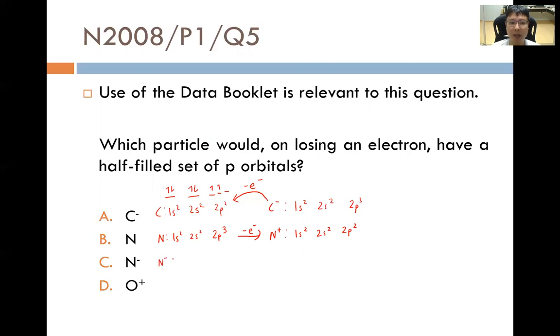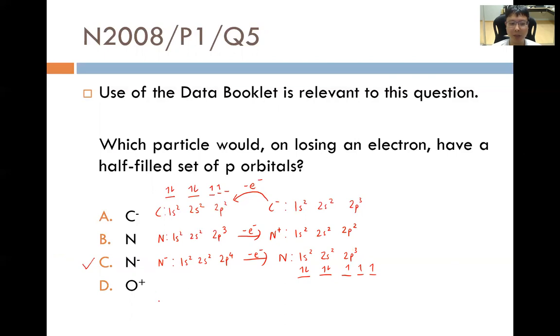N- on the other hand, will be 1s2, 2s2, 2p4. And if this was to lose an electron, it would arrive at the electronic configuration for nitrogen, and we have already deduced it to be 1s2, 2s2, 2p3. And this electronic configuration, you can view it like that. And it is indeed true that the p orbitals is half-filled. So this would be the correct answer.